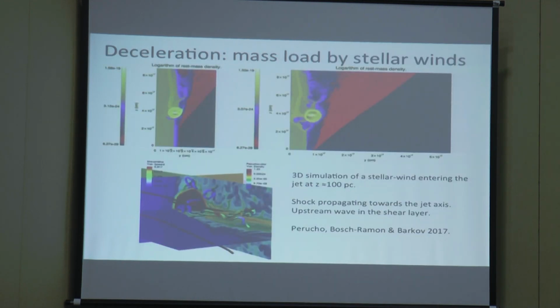In this case, this is a 3D simulation of a star surrounded by a shocked stellar wind entering the jet. Here the jet is going in this direction, and the star is orbiting around the active nucleus, moving into the jet. Here you see that there is a wave propagating upstream, and this is because there is a shear layer, a transition in velocity, and there you generate a wave that is moving upstream. We had to stop the simulation here because we were changing the injection conditions.